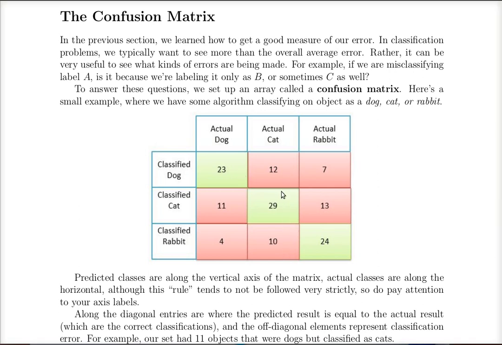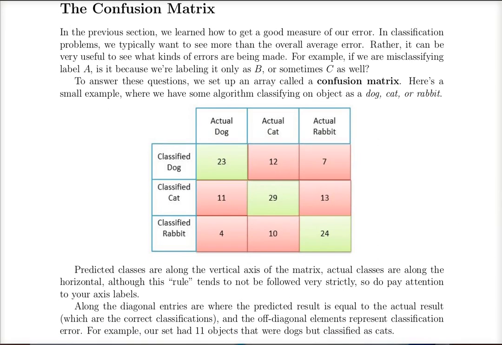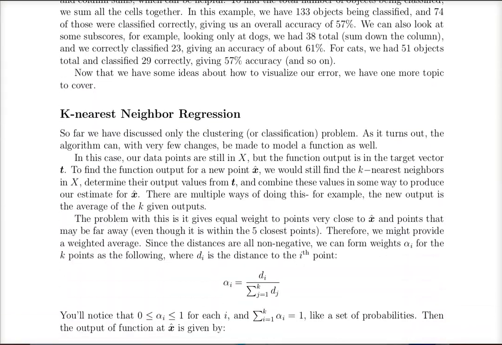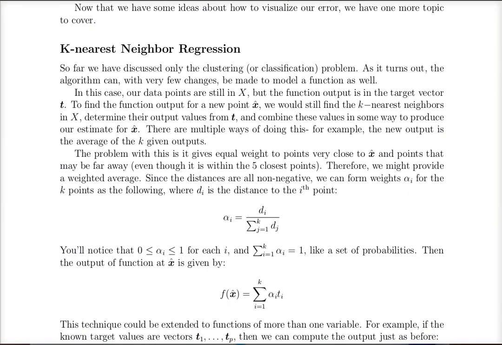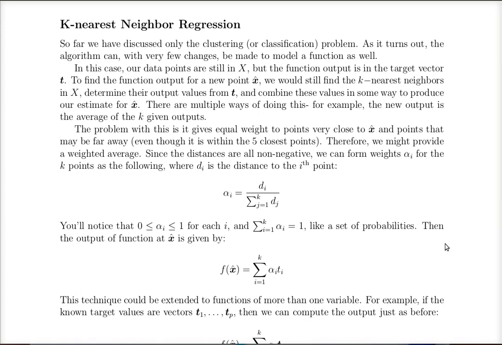And similarly, you could see the cat as being misclassified the most. And so this confusion matrix is a nice way of seeing what the error actually is doing in your graph. Good. So what we want to talk about today is k-nearest neighbor regression.